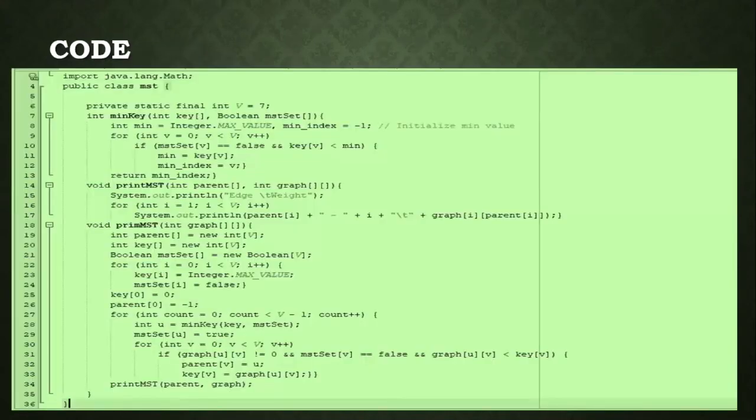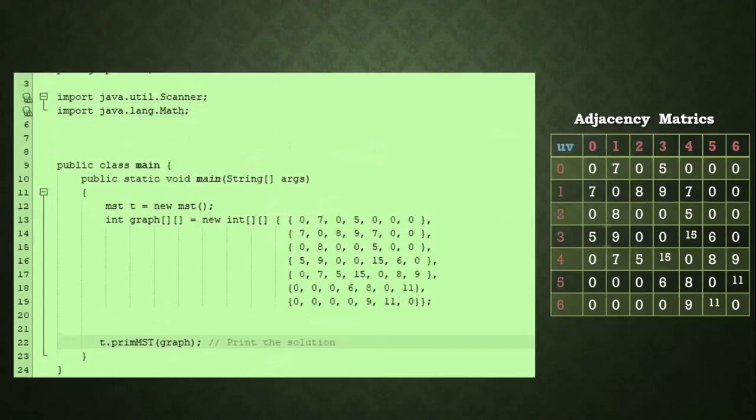First, we go to the main function. In the main function, we create an object called T, and in the integer graph, we're going to put all the values in an adjacency matrix way. You can see in the adjacency matrix from 0 to 1 there is a value 7. From 0 to 3, there is a value 5. So we're going to put all the values in the graph, and we're going to print it by calling the object premMST graph. So let's go to the premMST function.